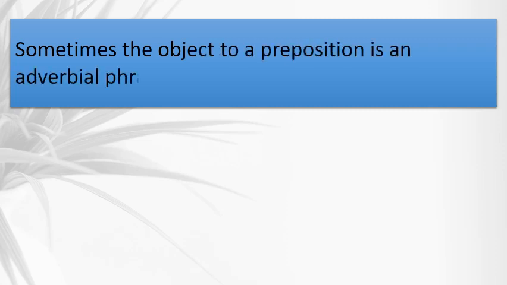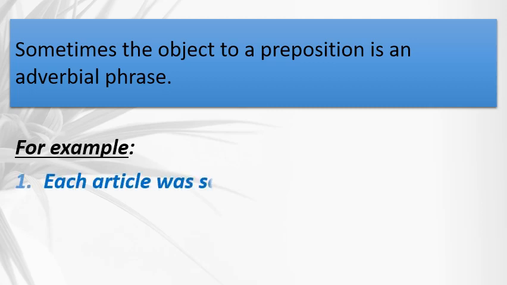Sometimes the object to a preposition is an adverbial phrase. So let me clear you what is the meaning of adverbial phrase. An adverbial phrase is a group of words that functions as an adverb. An adverb modifies or tells us more about a verb, an adjective or another adverb in a sentence. To clarify it, let's see some examples.